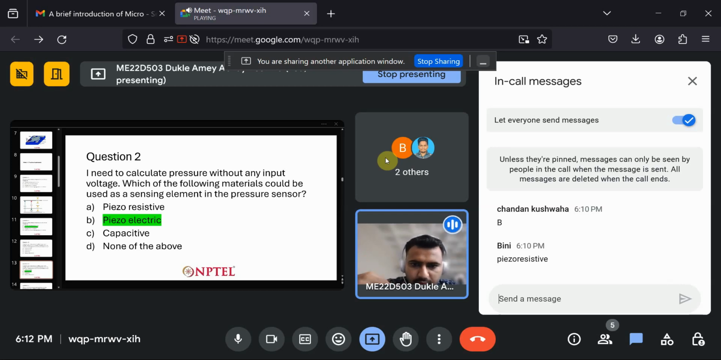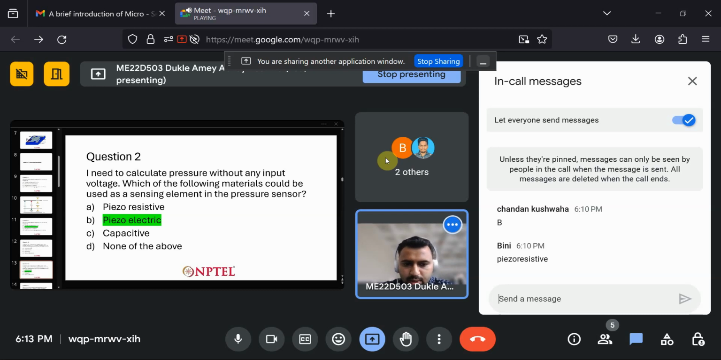But for that, the input voltage has to be there. So voltage is essential for the current to actually flow. So piezoresistive is not working. You have to use piezoelectric, because in piezoelectric you don't need any input voltage. You just need a measuring device that will measure the output voltage.